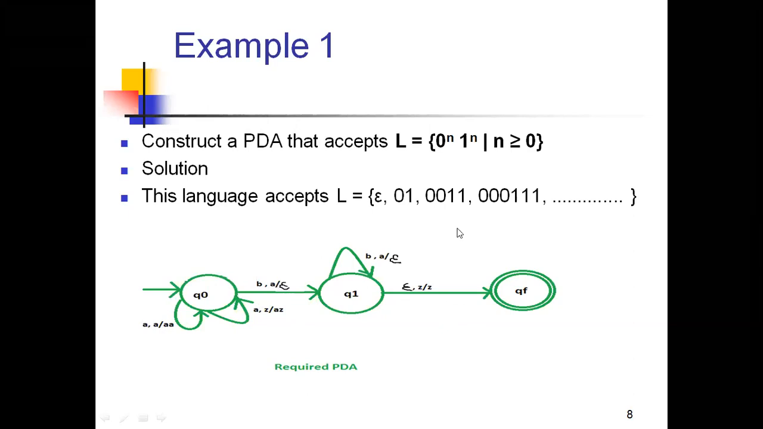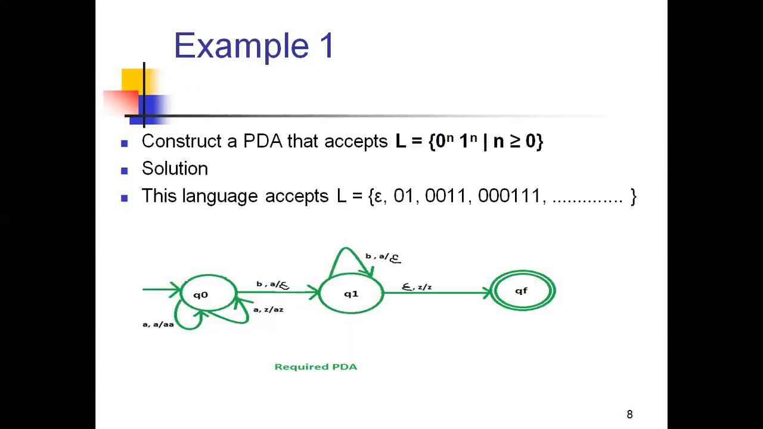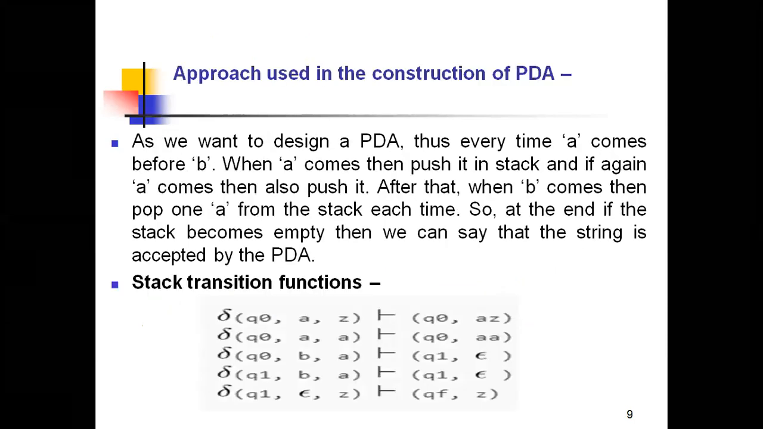Then finally you get the PDA of the language L = 0^n 1^n, where n is greater than or equal to 0. And this PDA should be acceptable for the given language, right? And here we're having some approaches. The approaches that we made here for the construction of the PDA: as we want to design a PDA, right?